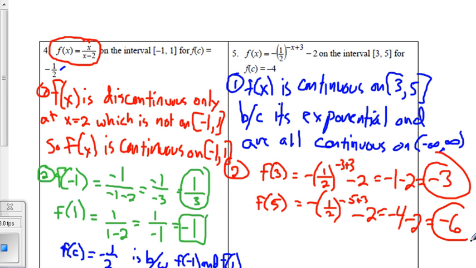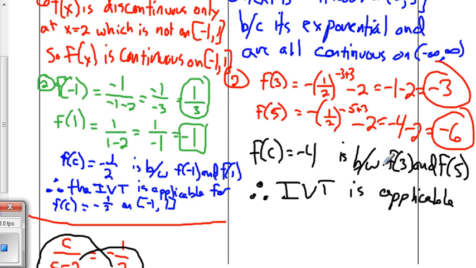And I'm looking to see, is this in between? Negative 4, yes. Negative 4 is between f(3) and f(5). As we said, f(c) equals negative 4. That's between f(3) and f(5). So the intermediate value theorem is applicable. And now we can find the value of c, which is guaranteed to exist by this theorem. And again, with the intermediate value theorem, it's between these values. That's what we're looking for.